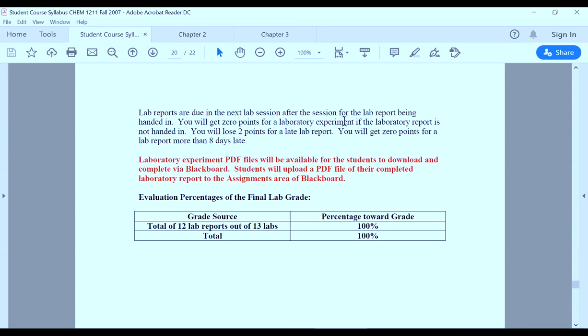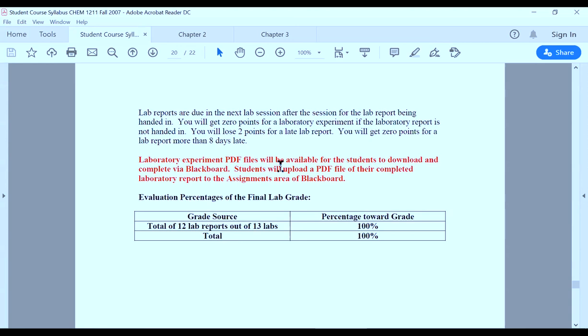You'll get 0 lab points if you don't hand in your lab report. If you get it late, you'll lose 2 points. If you're more than 8 days late, 0 points. In other words, on the last day of the semester, I don't want somebody coming in saying, here are my 10 lab reports. No, I'm quite busy. Lab reports are PDF files. Also have them as Word files. If you don't have a printer, you don't have to write out all the questions that you'll be answering or data. Just write down the basics: what data you calculated, and also the answers to your questions.